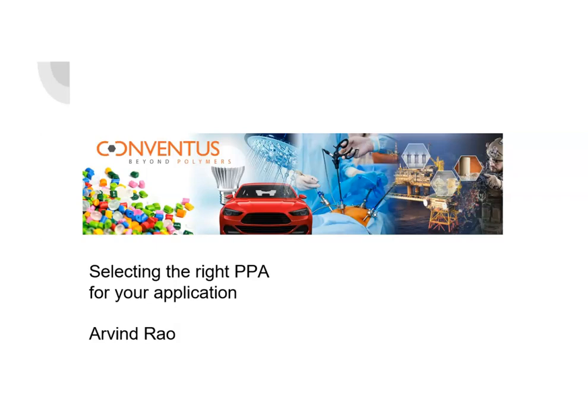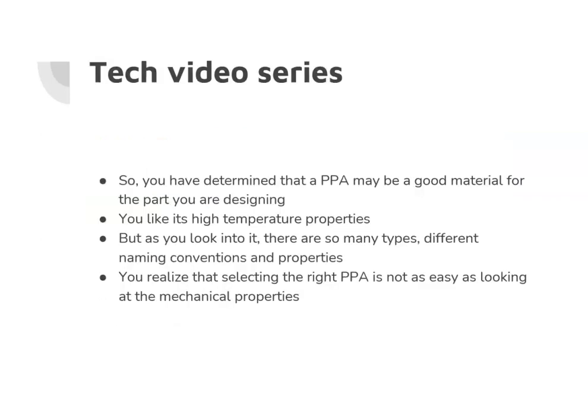And today we're going to be talking about selecting the right polyphthalamide for your application. You're developing a new application. You determine that PPA is a good material for the parts you're designing. You really like the high temperature properties. But the more you look into it, you find that there are so many different types of materials, so many different naming conventions and properties. You realize that selecting the right PPA may not be as easy as looking at the mechanical properties.